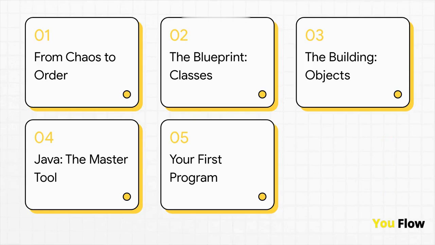We'll start with why we even need this stuff, going from chaos to order. Then we'll dig into the core ideas, the blueprint, which we call a class, and the actual building, which is an object. After that, we'll see why Java is the perfect tool for the job, and we'll wrap up by walking through your very first program. All right, let's dive in.